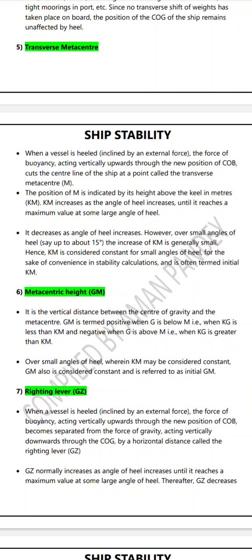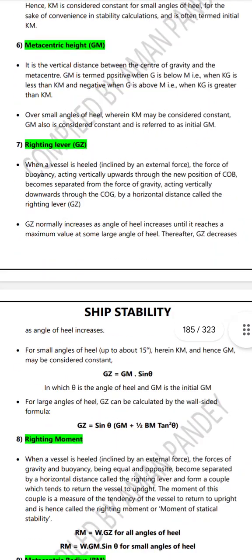KM. Metacentric height is the vertical distance between the center of gravity and the metacenter. It is termed positive when G is below M, and it is also called the metacentric height.